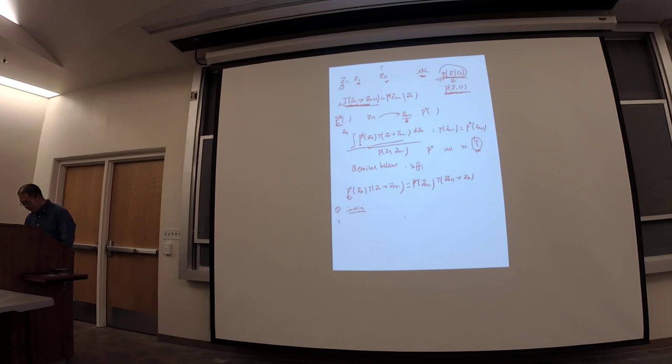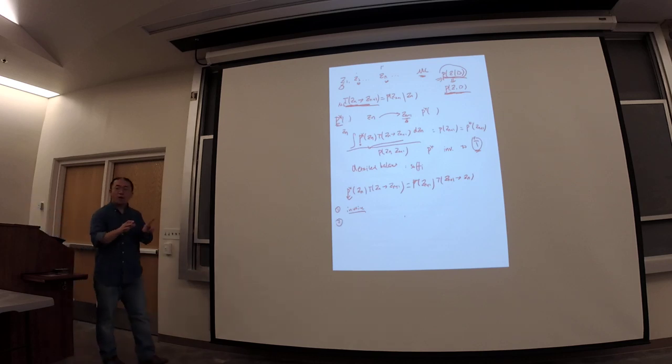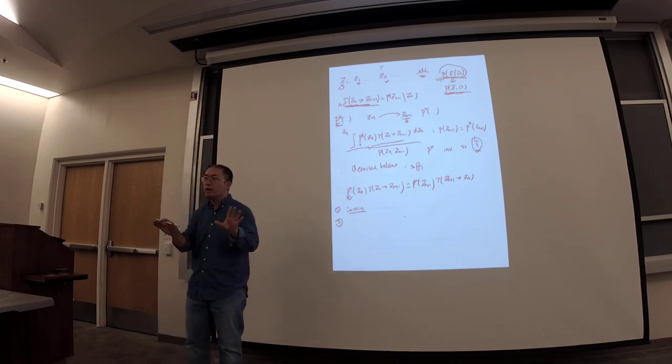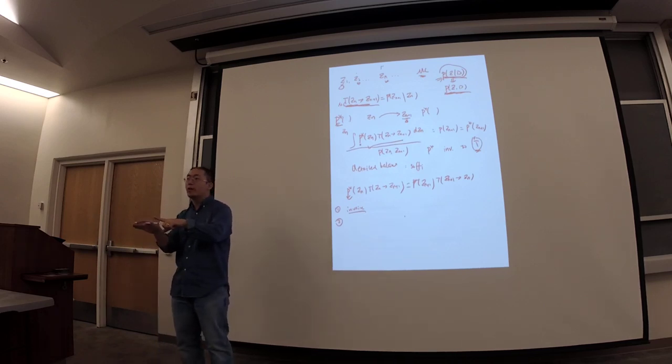The second thing is that a Markov chain, without any restrictions, can converge to multiple distributions. It depends on what?